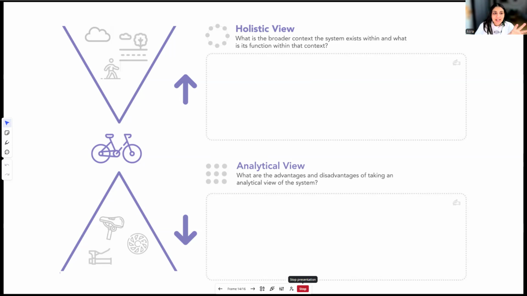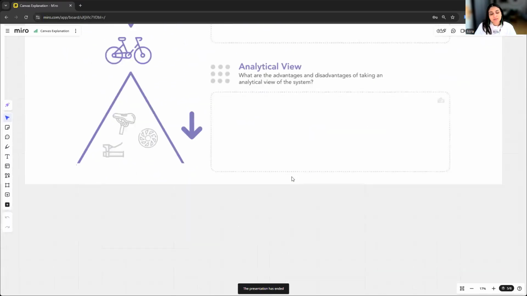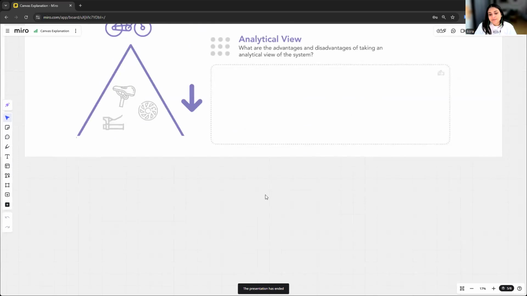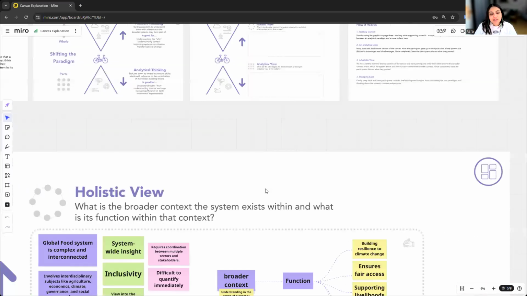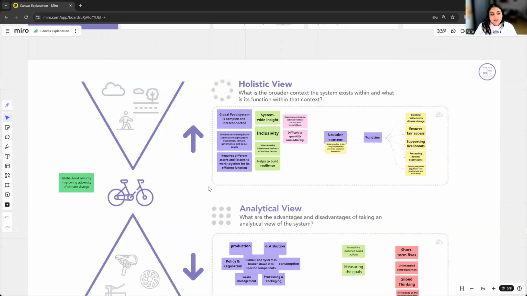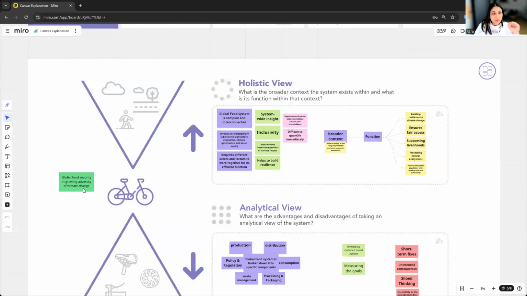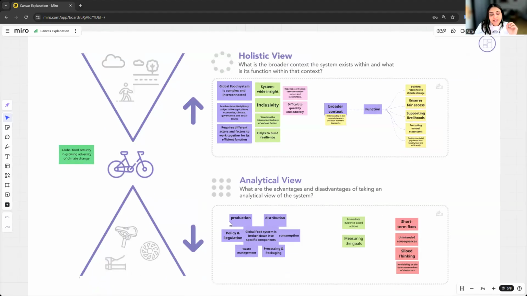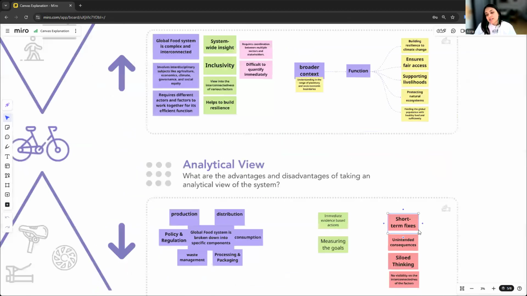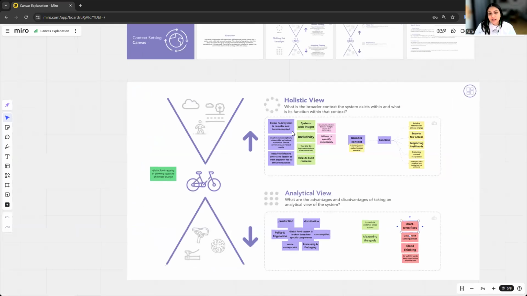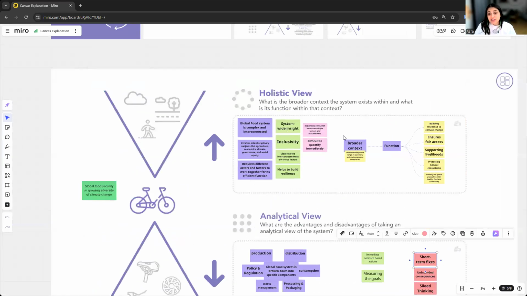Now, to understand this canvas better, I have come up with an example that will help us with this canvas. The challenge statement that I have taken for today is global food security in growing adversity of climate change. I have defined the food system in these views through purple stickies, and I have used the green stickies to talk about the advantages. The red stickies describe the disadvantages here as well. The pink stickies are challenges, and it also helps us understand the broader context and function.